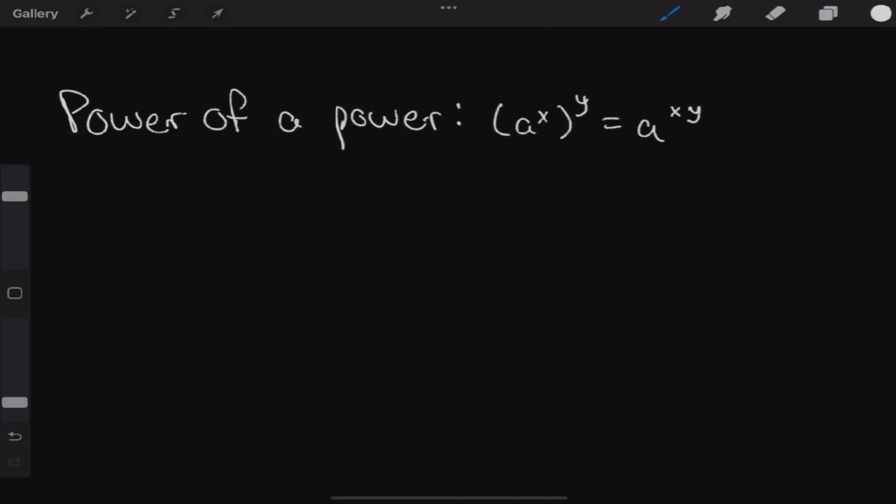And when you actually see it, it'll be written like something like this, like 2 to the power of 3 to the power of 4, which would be 2 to the power of 3 times 4, or 2 to the 12th. So this one's pretty simple. It's kind of like the division and multiplication rule, but instead of adding or subtracting, this one you multiply. So that should be all for that one.